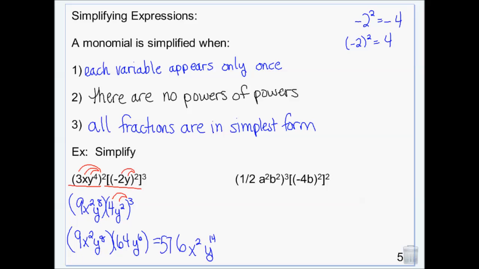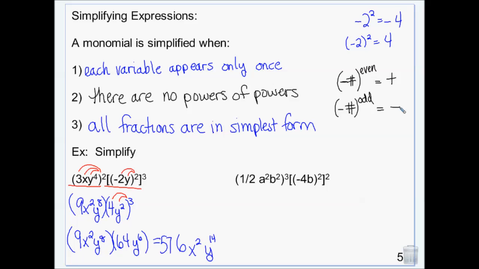Good question. So guys, just a rule. If I have a negative number and I take it to an even exponent, I get a positive answer. If I have a negative number and I take it to an odd exponent, I get a negative answer.